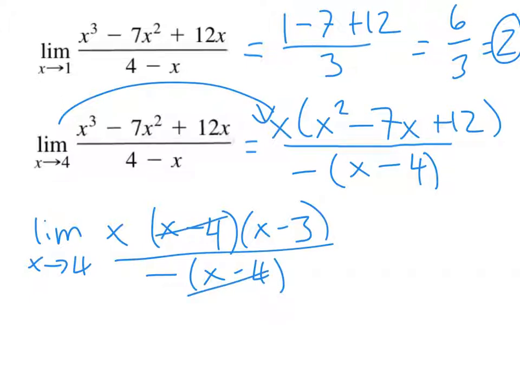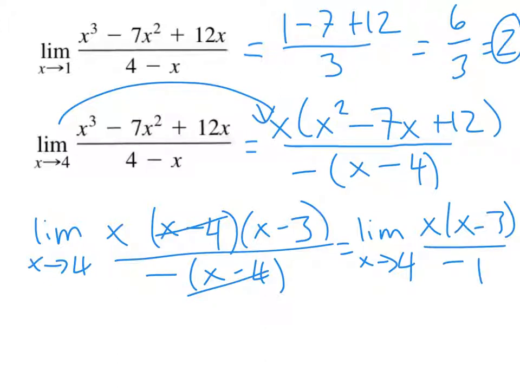So what do we have left? We have the limit as x approaches 4, x times x minus 3, and on the bottom we just have a negative 1. And now we can plug in 4 because nothing bad happens to our function when we plug in 4. 4 minus 3 is 1, 1 times 4, so we'll have 4 on top and negative 1 on bottom. That gives us negative 4 as the limit.